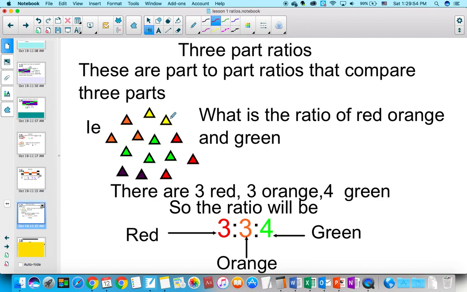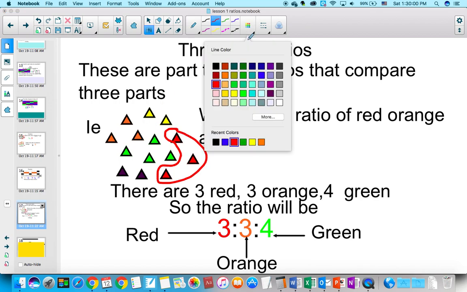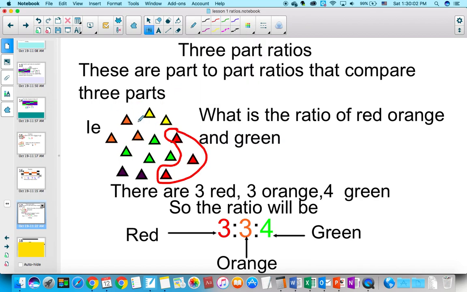So in this example, we have the ratio of red, orange, and green. So again, if I circle the red, and then I can circle the orange. Circle the orange. And then I'll pick green for green. And we're comparing those three parts of this set. So we have the set of triangles. This is the total. And we're comparing red, orange, and green.